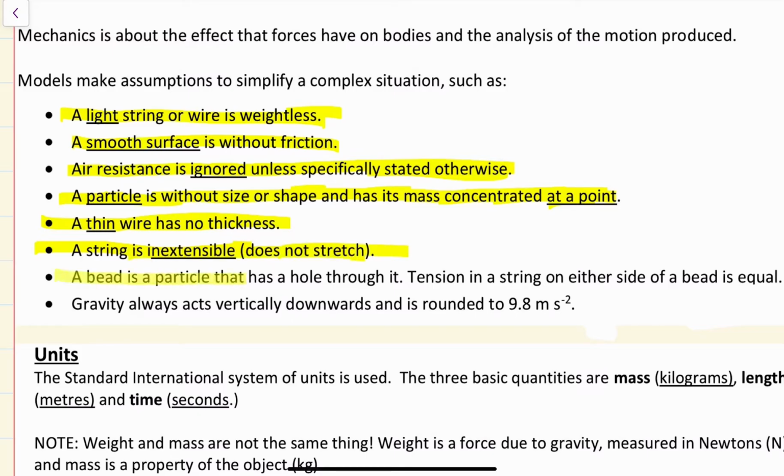A bead is a particle that has a hole through it, and the tension in the string on either of the sides would be equal. And gravity always acts vertically downwards and is rounded to 9.8 meters per second squared. Sometimes I'll tell you otherwise. Okay, so there's a few standard things that we need to know.